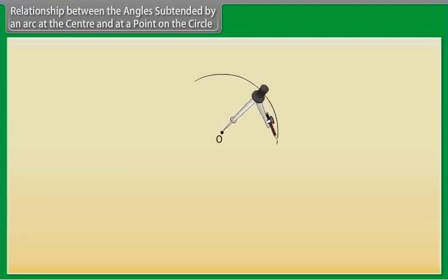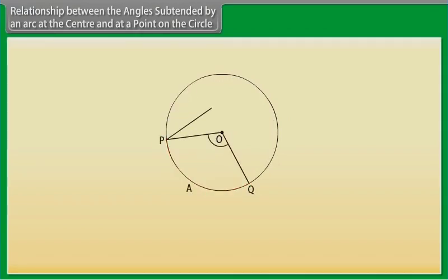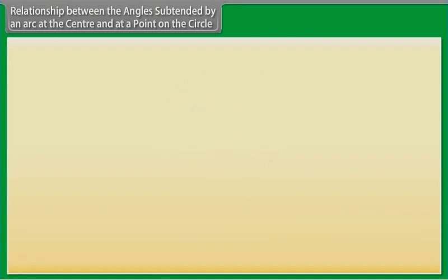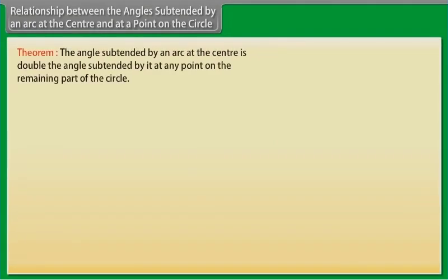Relationship between the angles subtended by an arc at the center and at a point on the circle. Draw a circle with center O. Let PAQ be an arc and B be any point on the circle. If we measure the central angle POQ and the inscribed angle PBQ subtended by the arc at the remaining part of the circle, we observe that angle POQ is equal to 2 times angle PBQ. This activity gives us a theorem. Theorem: the angle subtended by an arc at the center is double the angle subtended by it at any point on the remaining part of the circle.